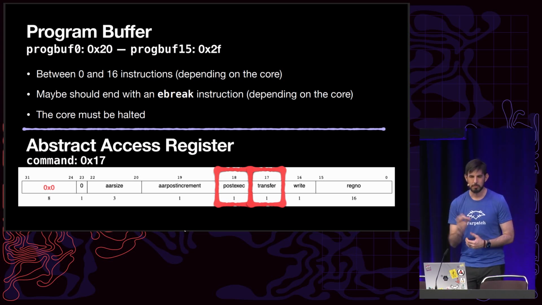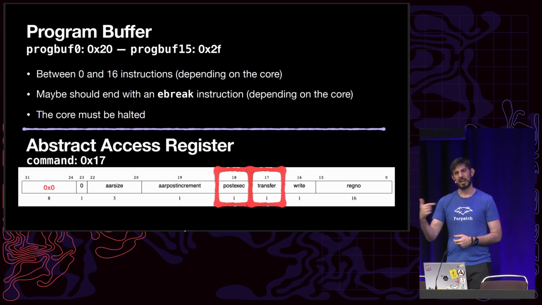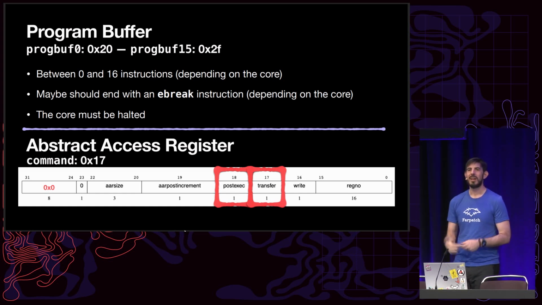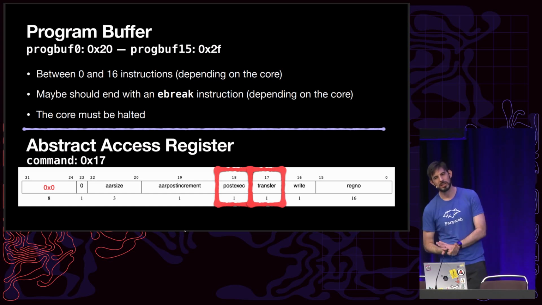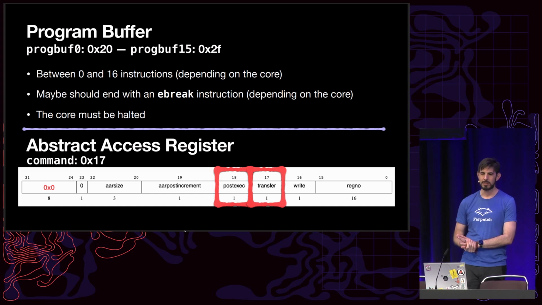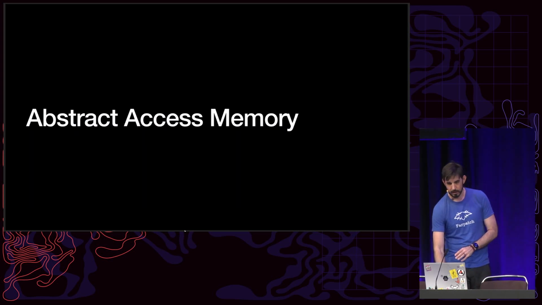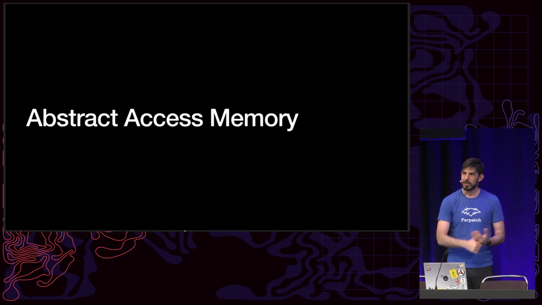You actually run the program by using this same abstract access register, but you set postexec to 1, which means after we write this register, execute the program in the program buffer. And so this is why there's this transfer bit, because if you set it to 0, then it will just execute the program without actually transferring any values. Okay, so that's program buffer.